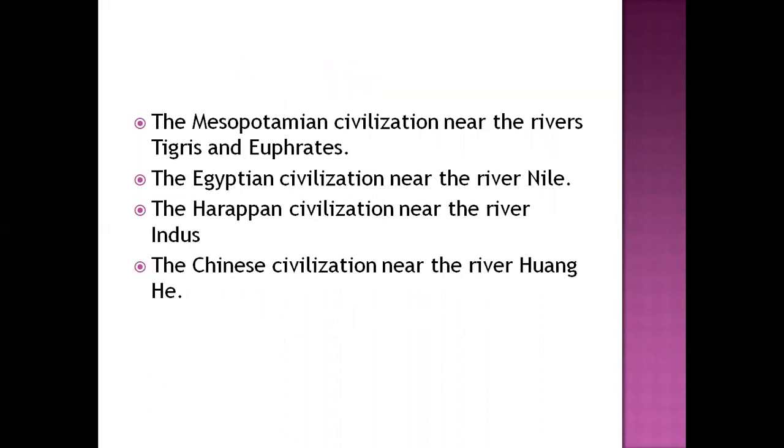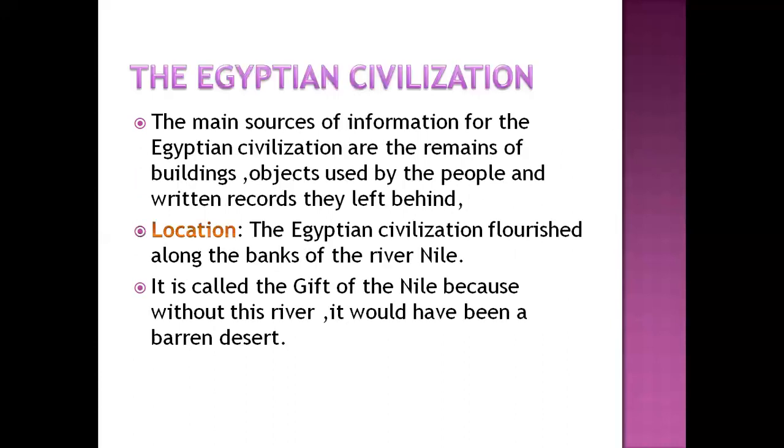This Bronze Age civilization is classified into four: the Mesopotamian civilization, the Egyptian civilization, the Harappan civilization, and the Chinese civilization. The Mesopotamian civilization was near the rivers Tigris and Euphrates, the Egyptian civilization near the river Nile, the Harappan civilization near the Indus, and the Chinese civilization near the Huanghe.